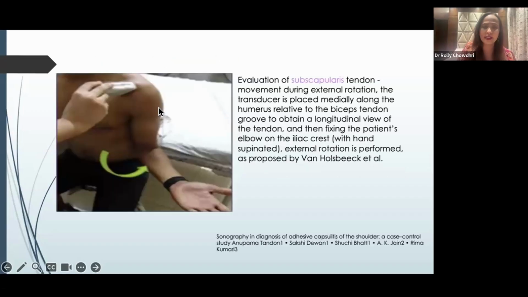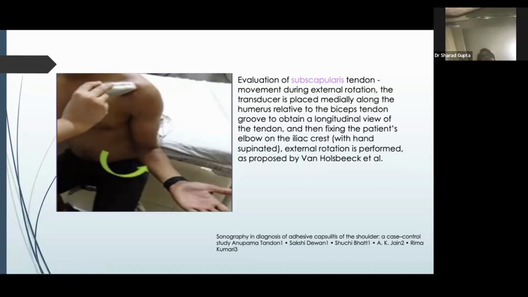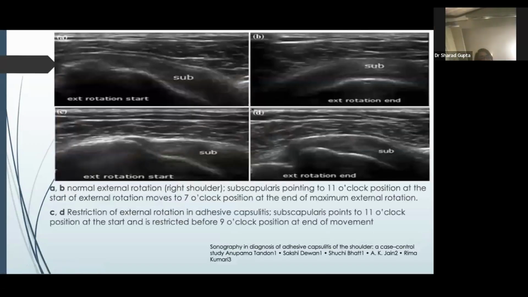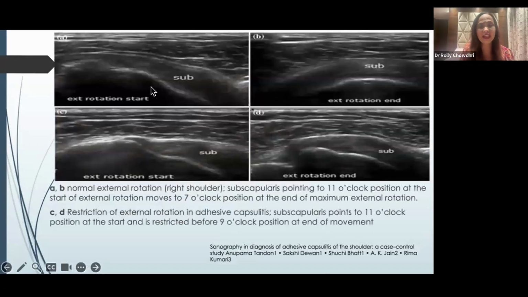of adhesive capsulitis. We all know this: the elbow has to rest on the iliac crest, we place a probe like this medially, and we externally rotate the arm. This is where the patient is not able to externally rotate. There is a lot of pain. It's very stiff, and this is one of the signs which raises alarm in our mind that we are looking at adhesive capsulitis.